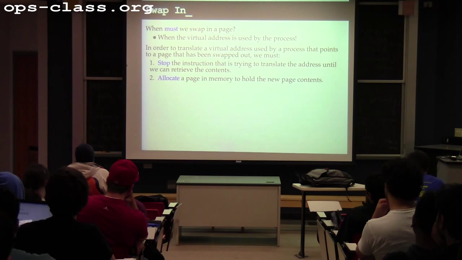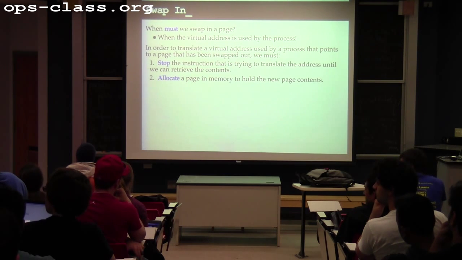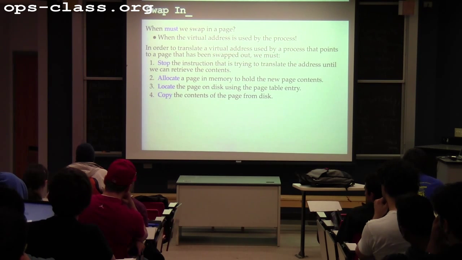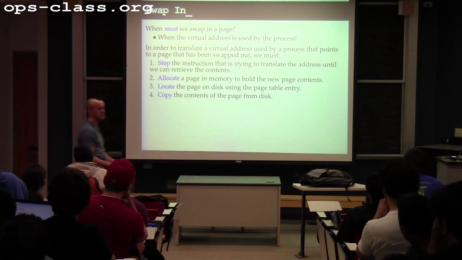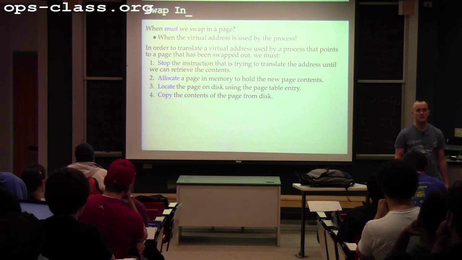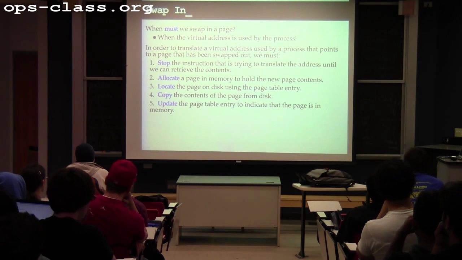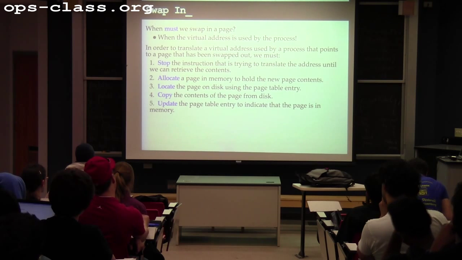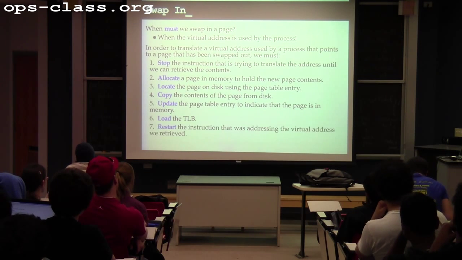What else? What's the sort of obvious thing I need to do? Yeah, I gotta locate the page, right? So I need to find the contents, copy them in, right? Now there are two last little things I need to do before I can restart the instruction. Doug, what's one of them? Update the page table entry so that you know that's in memory. Right, so I want to update the page table entry because the page is moved. The page is now in memory. And then in order to allow the process to use the memory, what do I need to do? Yeah, update the TLB. And then I can restart the instruction.